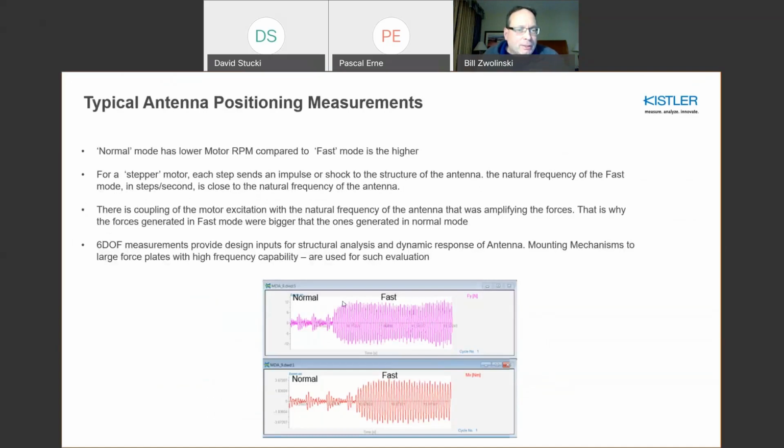What we found was, because antenna systems tend to be fairly lightweight constructed, that the stepper motors themselves, in normal and fast mode operation, would actually excite the natural frequencies of the actual antenna structure. So it was certainly a very useful test to go through, seeing how the effects of stepper motor motion can affect the overall jitter or exported force and torque of the antenna system itself. And obviously, it's a very good tool to use on the R&D side to ensure designs are within the envelope of operation that's needed.